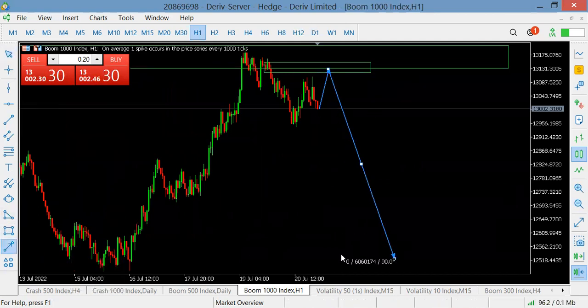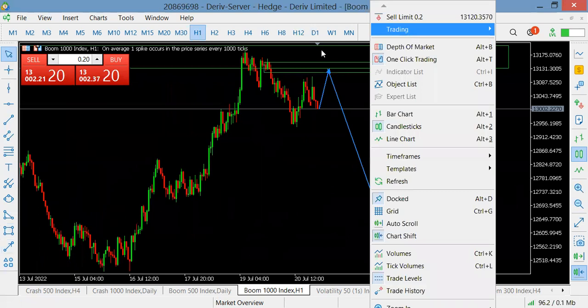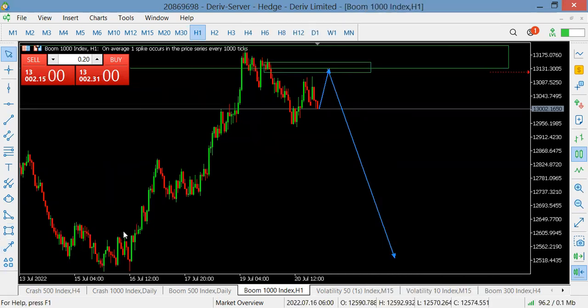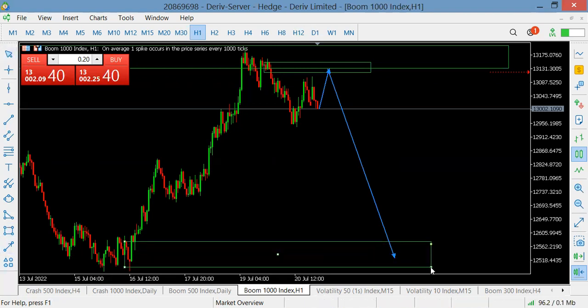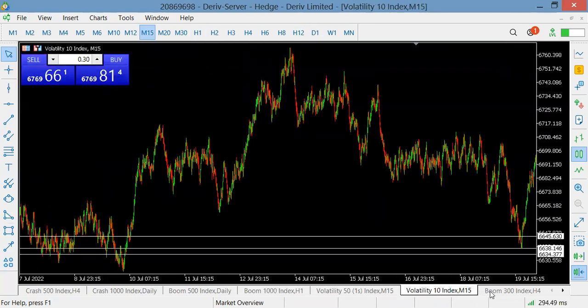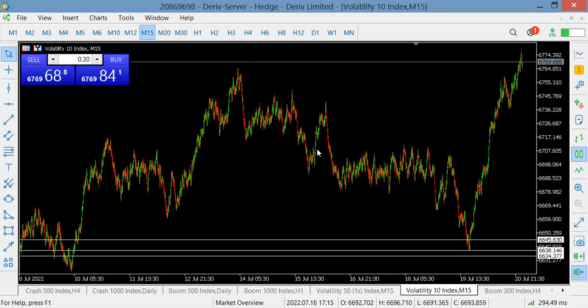So this is not a confirmation for me to get this market, but we want to see Boom 1000 spike into this zone, and then I'll be looking to take a trade. Okay, I think that's about Boom 1000 index. Okay, let me see. I think, yeah, okay, this is it.